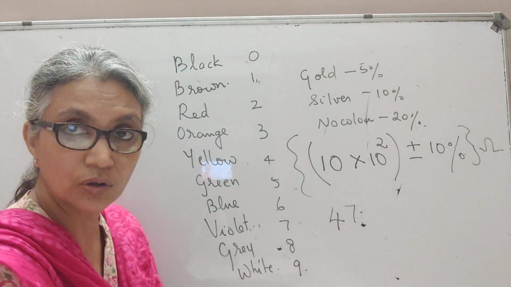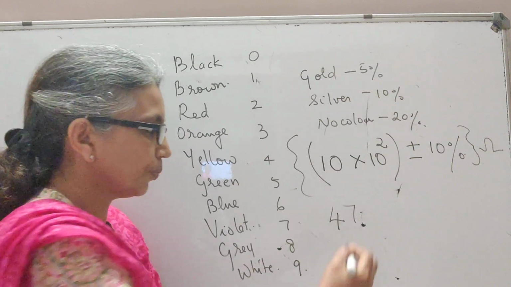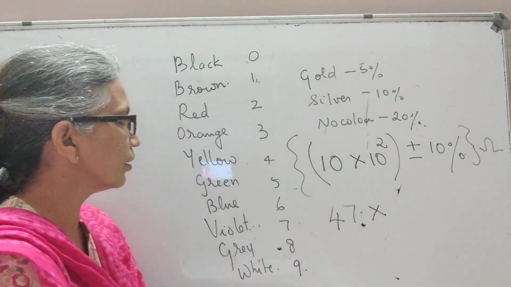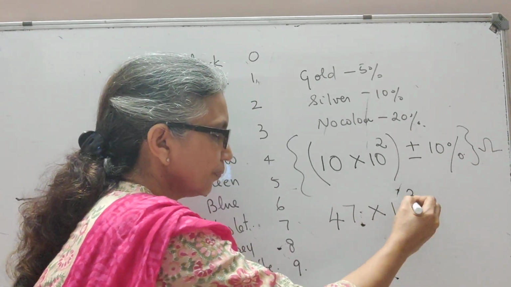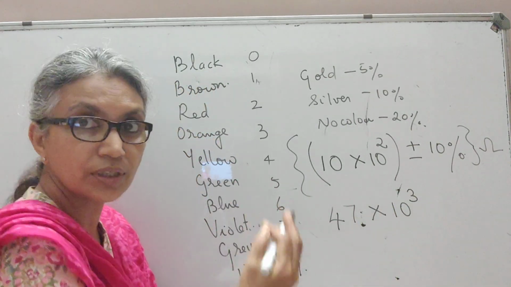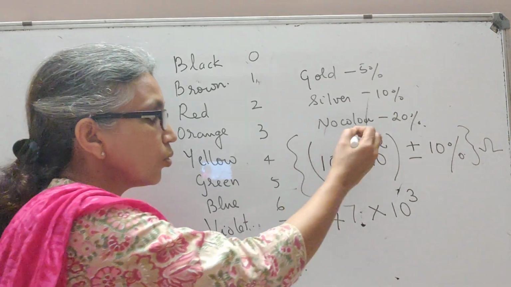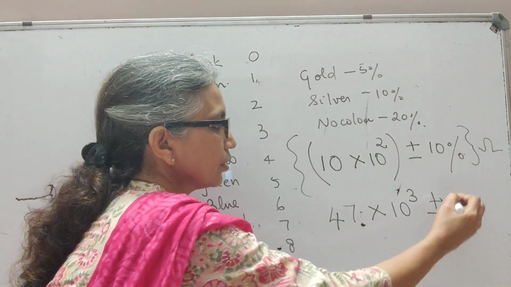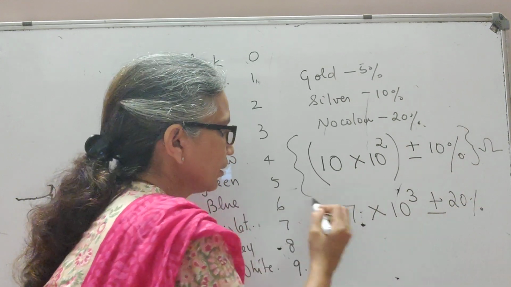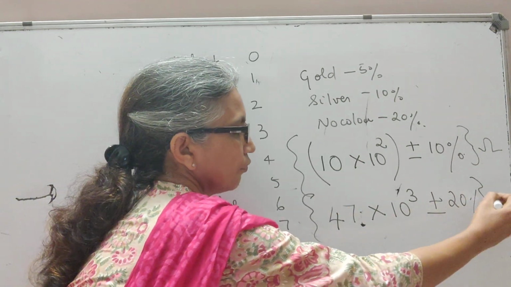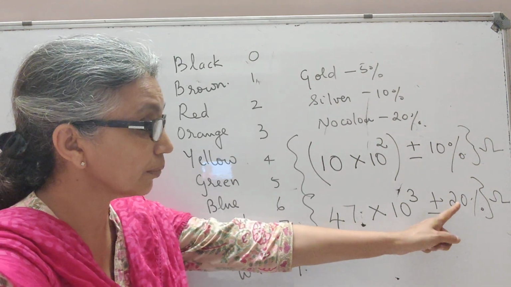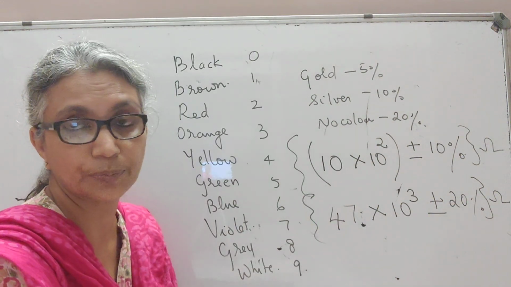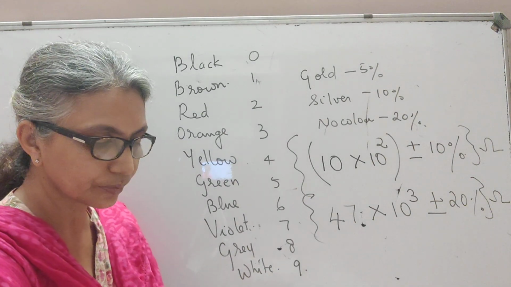The third ring would always be for the power of 10. So multiplied by, let's say the third ring was orange. So then we have 10 raised to 3. And in case we don't have a fourth ring, that means no color, then the tolerance is 20%. And this will be your value of the resistor in ohms. This would mean that there can be a change of 20% in the total value.